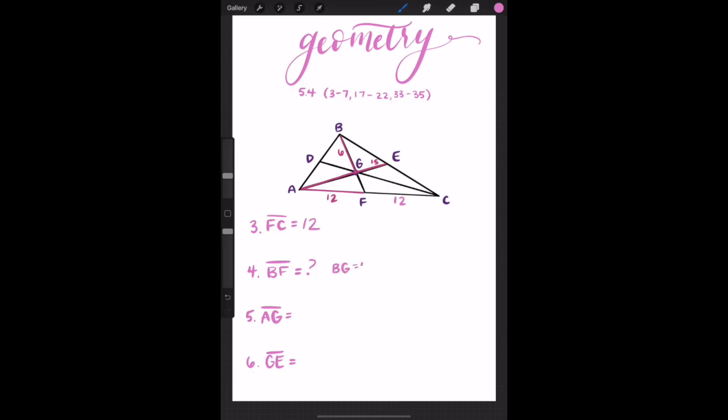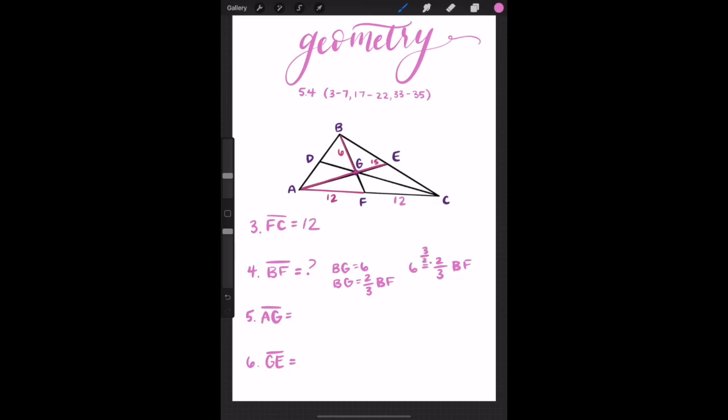Now, for number 4, finding BF is a little different. If you remember the 2/3, 1/3 ratio, I'm just writing out that we already know BG equals 6. BG is 2/3 of that whole median BF. So just substitute 6 for BG. So it's 6 equals 2/3 BF.